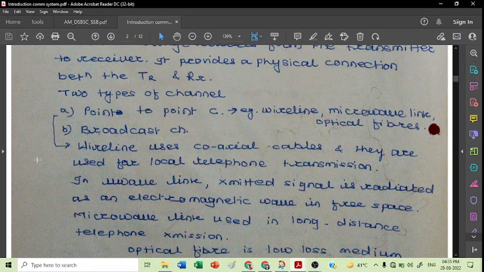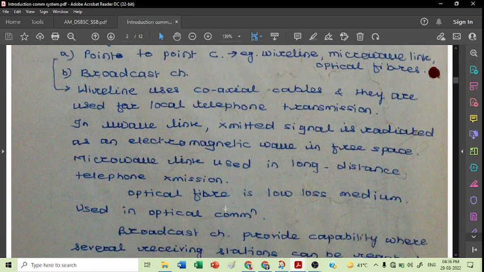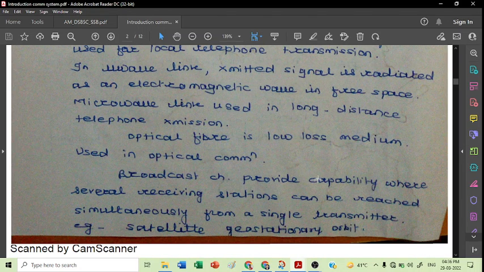Here we are talking about the point-to-point communication channel. Now wireline uses coaxial cables and they are used for local telephone transmission. Now in microwave links, transmitted signal is radiated as an electromagnetic wave in free space, and microwave link is used in long distance telephone transmission. And optical fiber is a low loss medium used in optical communication.